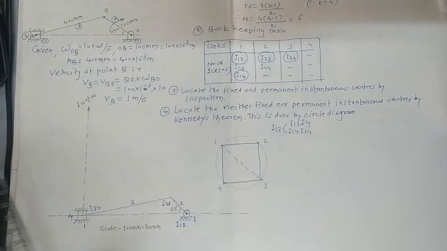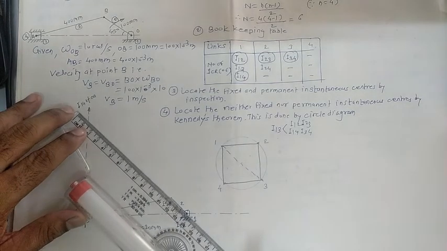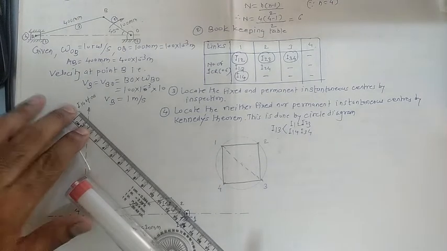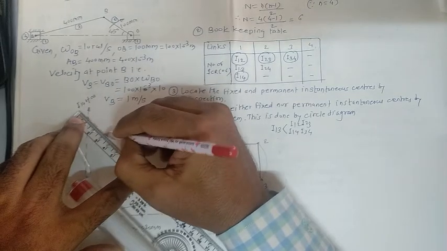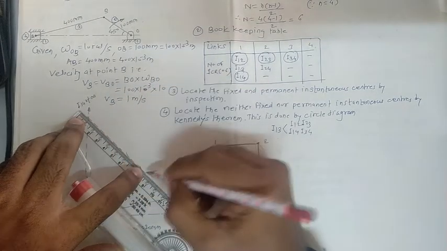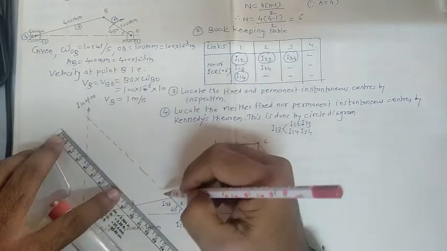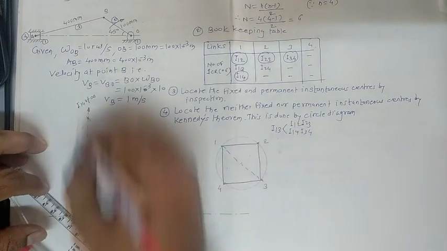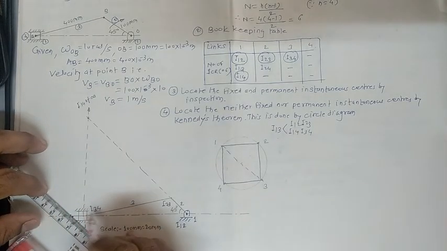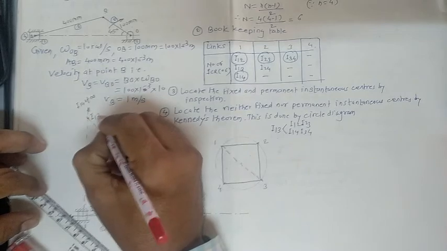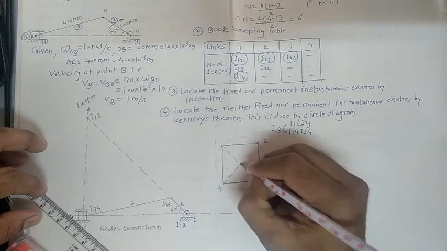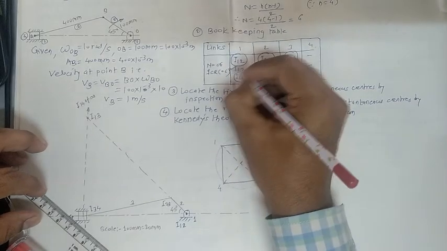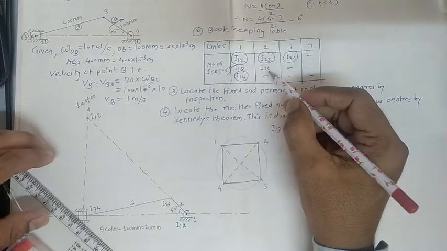Now if I extend this line in this way, the line will meet the vertical line at this point. So the intersection of I14 and 3 4 will occur here. This point is nothing but the I13 point. So once the I13 point is located, the next task is to locate 2 4. Just tick mark here. So 2 4, my next task is to locate 2 4.